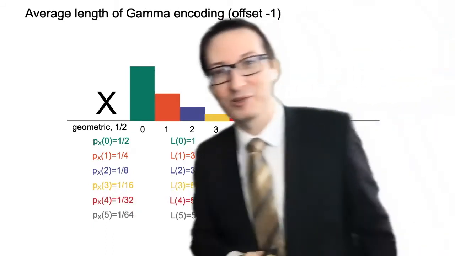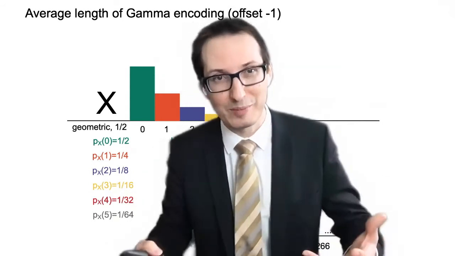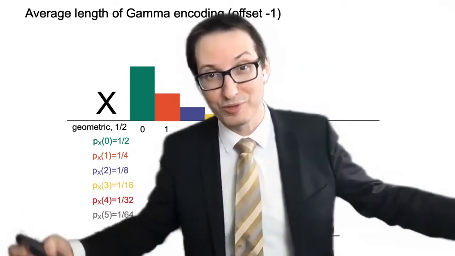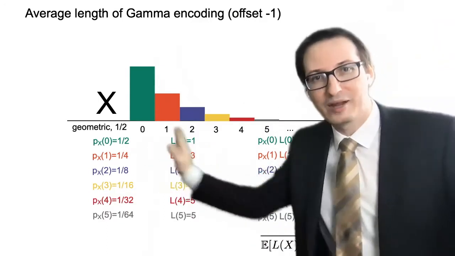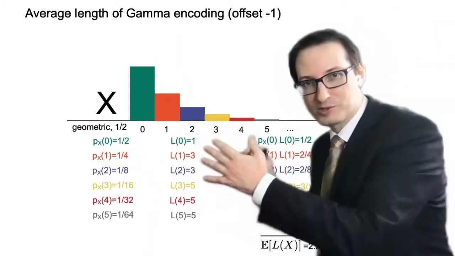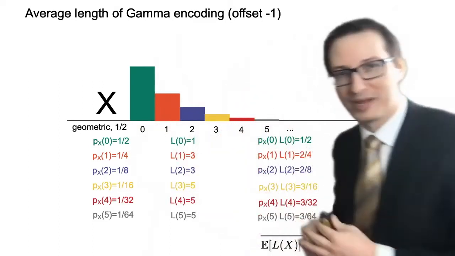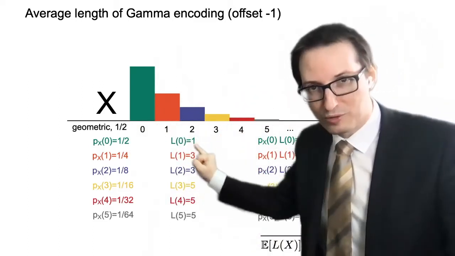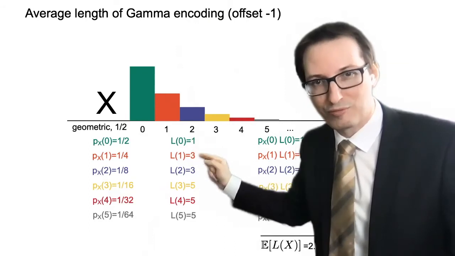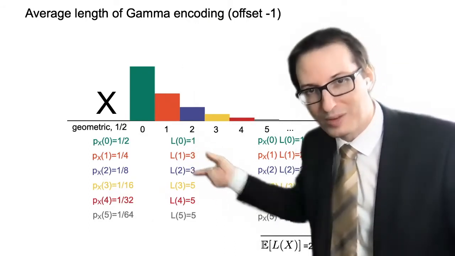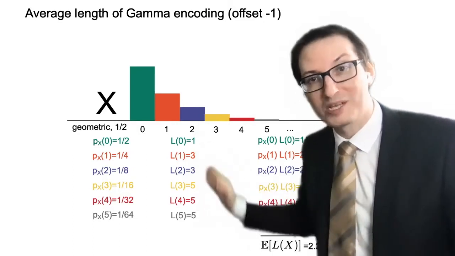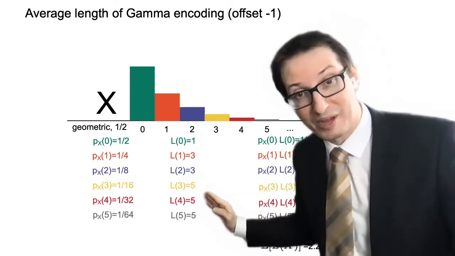But let's look at the gamma encoding, because I was saying it's better. Why is that better? Well, let's compute the average length of the gamma encoding, right? So for the gamma encoding here, I offset it by one, because zero doesn't have one, so I'm just offsetting everything by one. So the first is just a zero, so a length of one. Then we saw that the next ones, which are 10 and 11, have a length of 3. Then they have a length of 5. It's always an odd length for the gamma encoding, right?